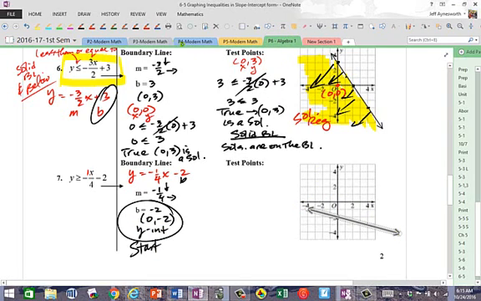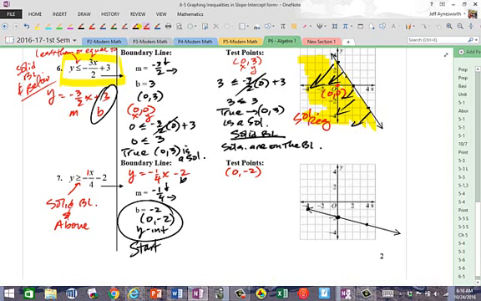Okay, we're going to test (0, negative 2), our y-intercept. Now, I'm going to predict something. I'm going to predict for greater than or equal to, I'm going to predict a solid boundary line. And above. The solutions are going to be above because of the greater than symbol. All right, let's make sure we make that happen.